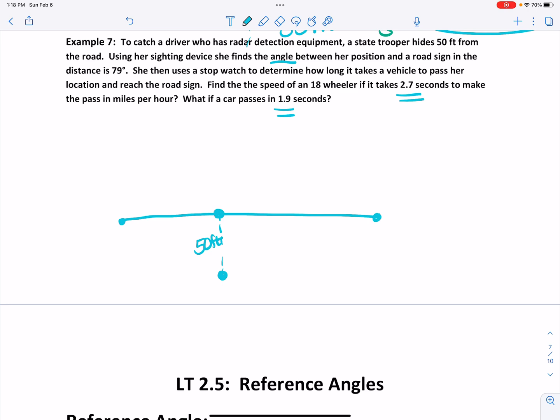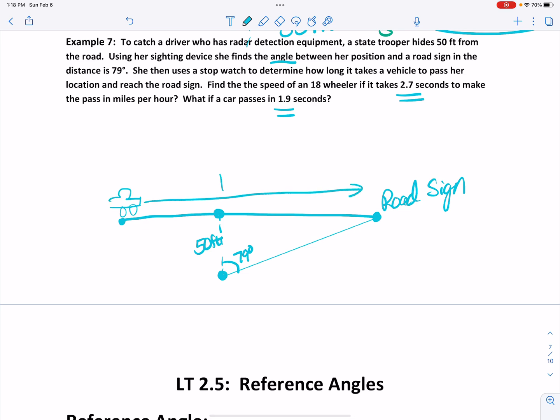Using her sighting device, she sees the angle between her position and the road sign. So we'll say the road sign is right here, but I could have put it the other way, is 79 degrees. So this angle is 79 degrees. I could have made it the other way, but I guess the cars are going this way, and she's clicking start when they pass her and then seeing what the speed is. All right, so doing all that, I can't even find the speed until I find this distance. So wouldn't that distance be the tangent of 79 equals x over 50?